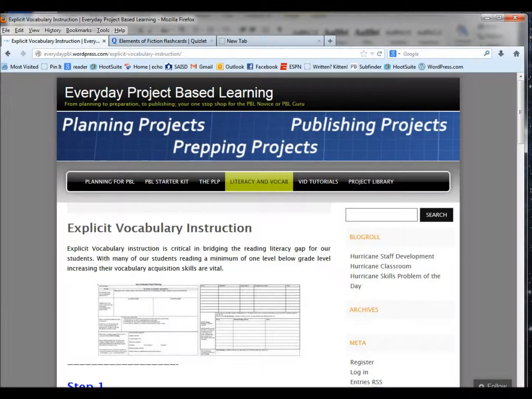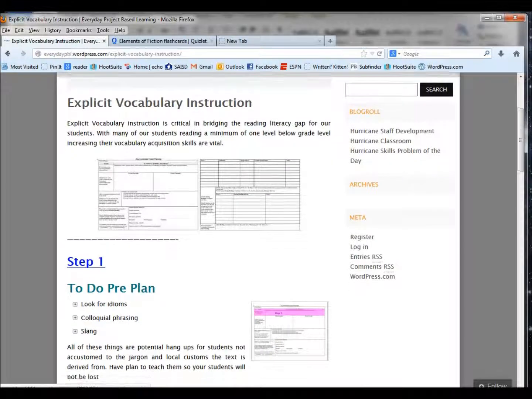So looking at the explicit vocabulary instruction, this came about with our school's interaction with the Texas Literacy Initiative. As you may or may not know, most of our students are reading barely at level or maybe a few grade levels below. So building their vocabulary is going to be absolutely vital to closing that literacy gap. So let's look at step one now.